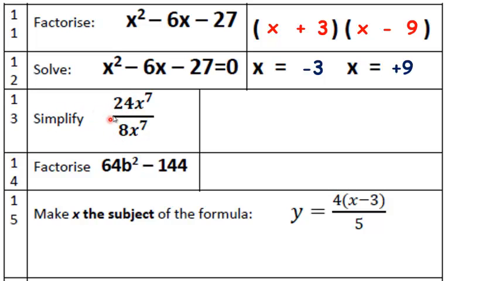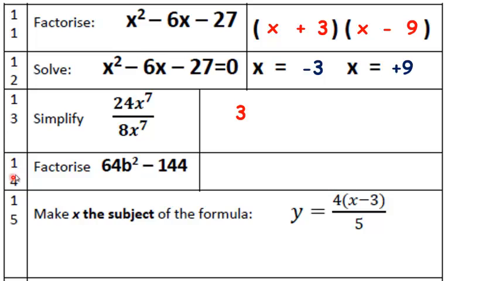Question 13. 24 divided by 8 is 3, and x to the 7 divided by x to the 7, that's going to be x to the 0. 7 take away 7 is 0, and anything to the power of 0 is 1. I don't even need to put that in there. 3 times 1 is 3. I can just leave it like that.